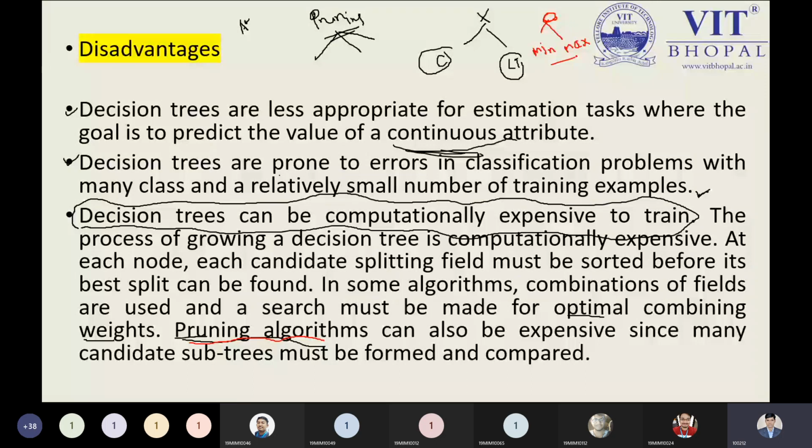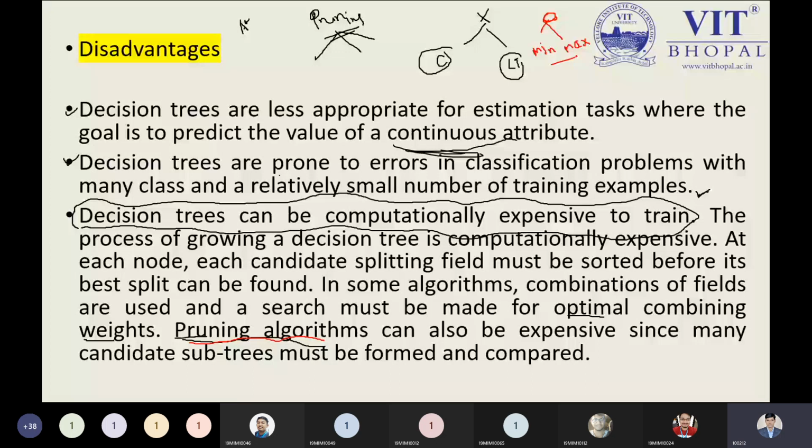So what is the pruning algorithm? Definitely you know it is very expensive. Why? Because it will decide internally the best appropriate decision. It's an algorithmic way. So the disadvantage is that it's expensive in terms of computation. That is the big point we need to keep in mind.